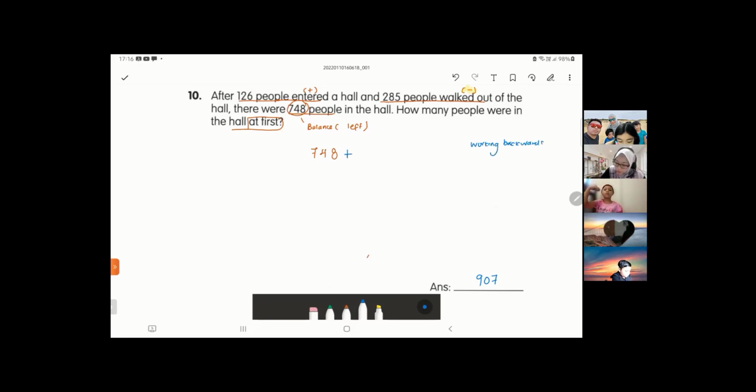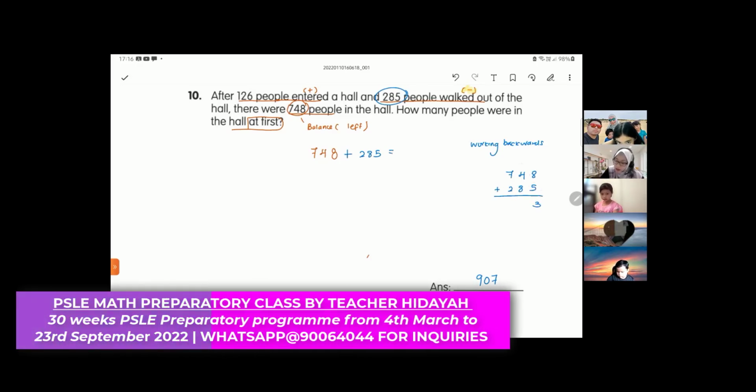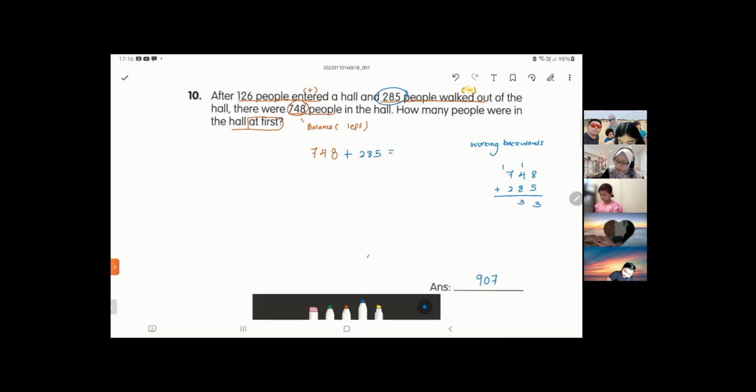So those who left, take them back. How many must I take them back? 285. Okay, I take them back already, so I will add up. If you want, you can do your working. 748 plus 285. 8 plus 5, 13, 8 plus 4, 12 plus 1, 13, 7 plus 1, 8, 9, 10, right? 1033. So now got 1033.